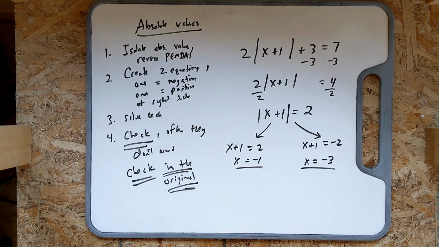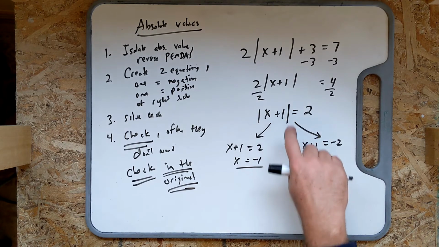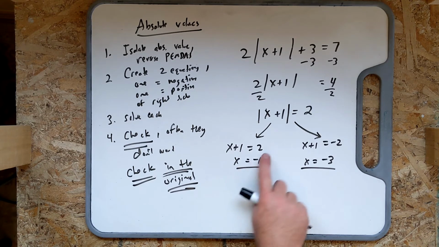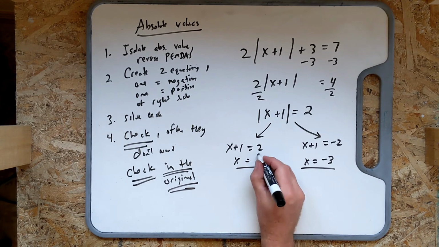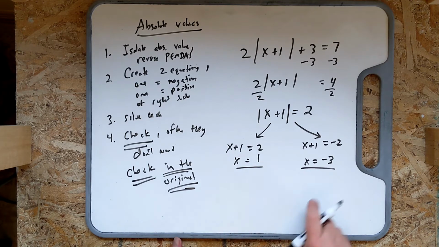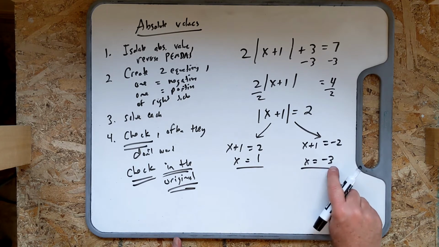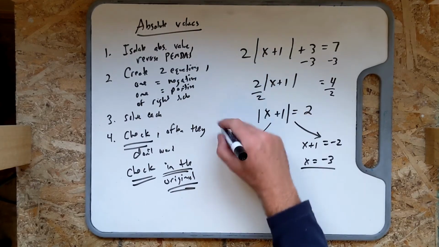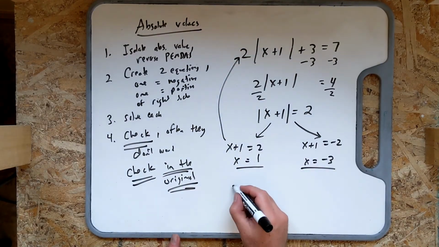This is the common error I saw on the homework. If you put 1 in here, you'll see it works. 1 plus 1 does equal 2. This is why you should check them, by the way, because you'll see things like that. You put negative 3 in here, and you'll see it'll work. But they'll both work here. What you want to check is that they work here. So let me do that.